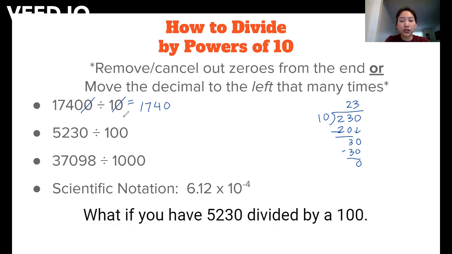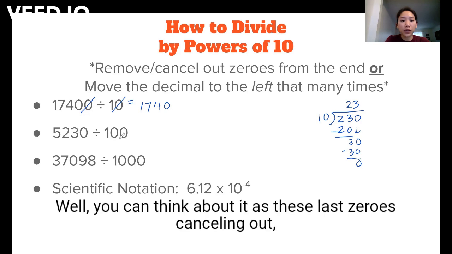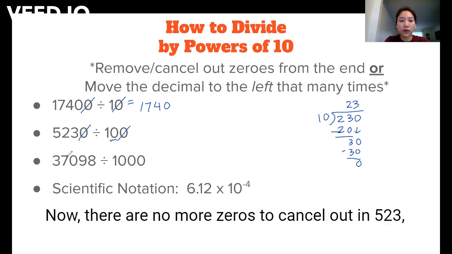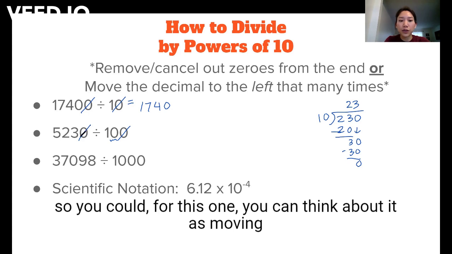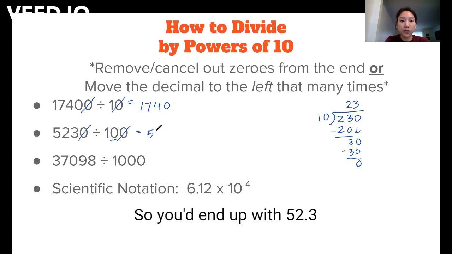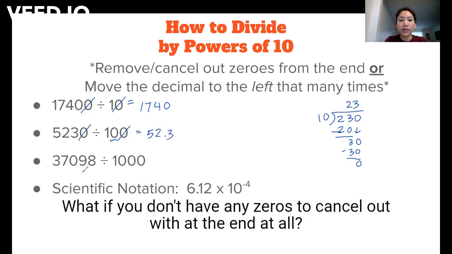What if you have 5,230 divided by 100? Well, you can think about it as these last zeros canceling out, but then you still have one more zero to deal with. Now, there are no more zeros to cancel out in 523. So for this one, you can think about it as moving the decimal to the left one time. So you'd end up with 523.0 becoming 52.3.